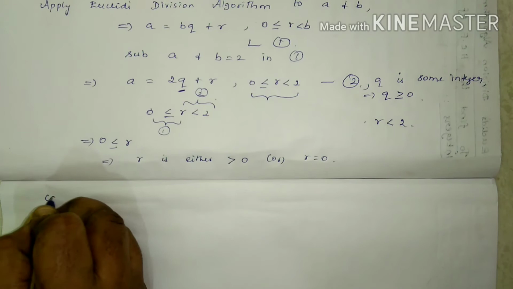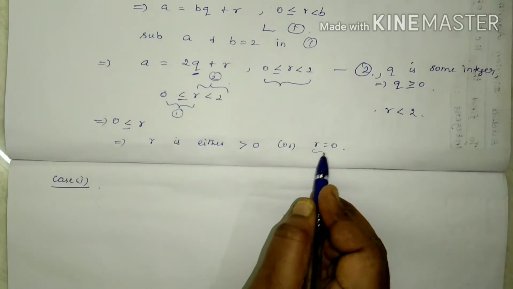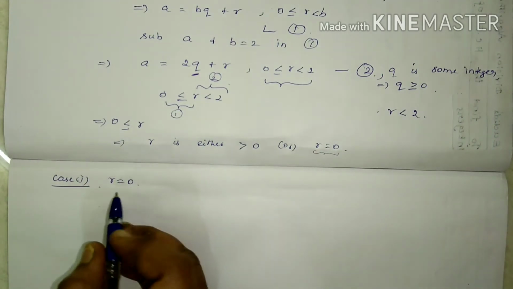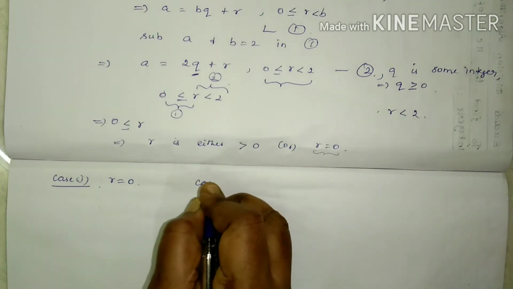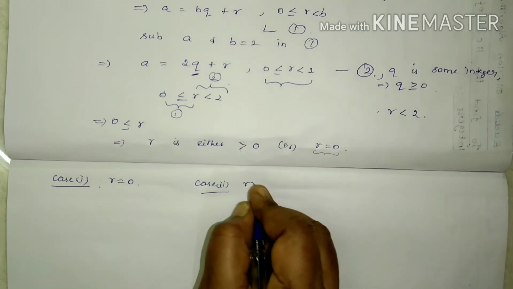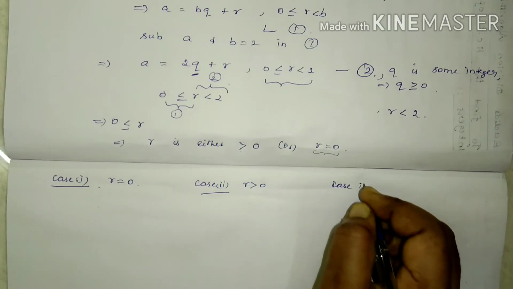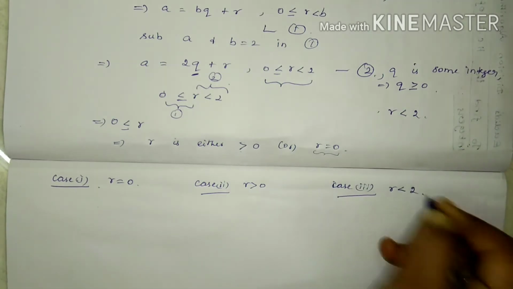The first one is case 1, that is, r is equal to 0. What happens if r is equal to 0? Then case 2 is r is greater than 0. Then our third case is what happens if r is less than 2.